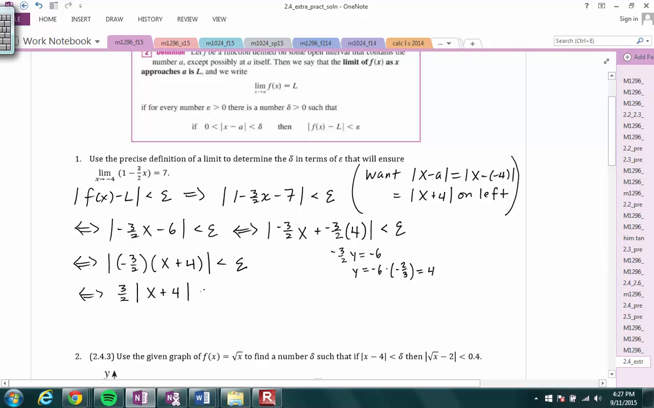And now all that's left to do is to multiply both sides by 2/3. And we've achieved our goal of getting the absolute value of x plus 4 on the left. We let our delta equal what's on the right, and that is the largest delta possible, which is the one we usually write down, in terms of epsilon.